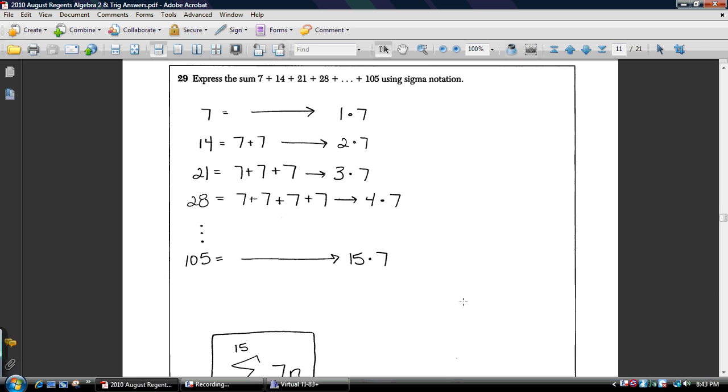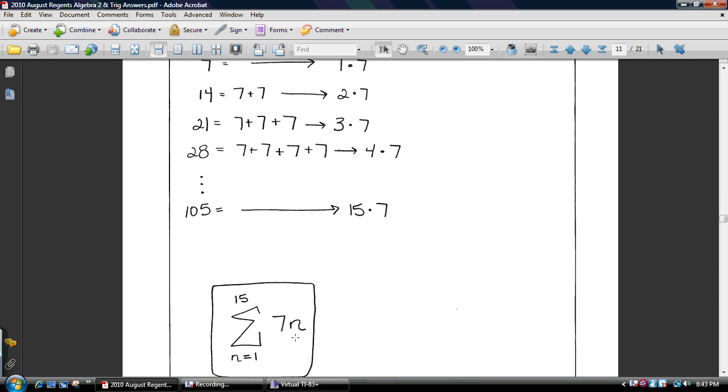Express the sum using sigma notation. So I attempted to just write out these couple terms and try and figure out some pattern that's going on. And I found it. 14 is 7 plus 7. 21 is 7 plus 7 plus 7. And here you can see I've written it out. This is addition. This is using multiplication. And it's going 1, 2, 3, 4, all the way down to 15.